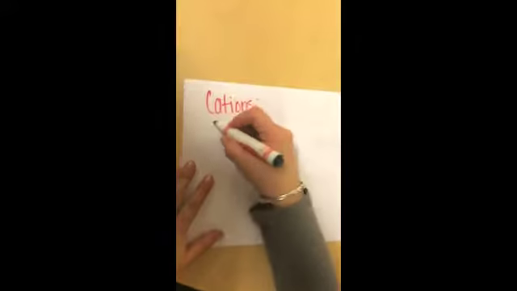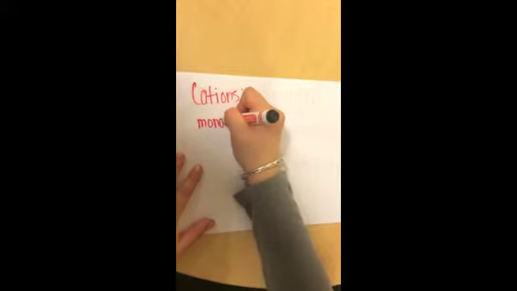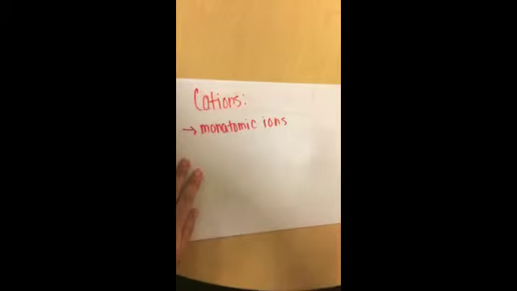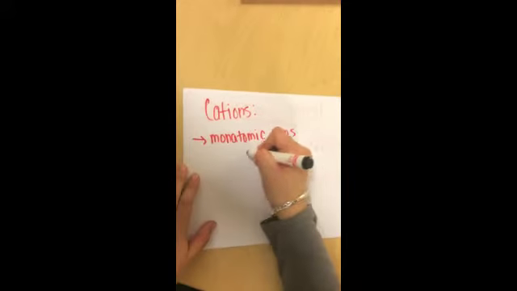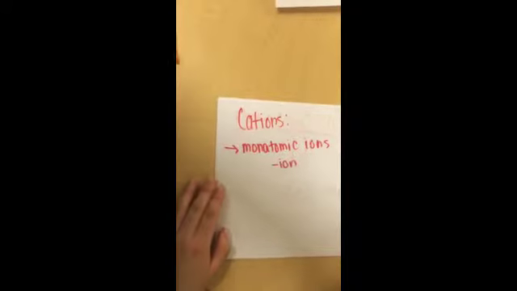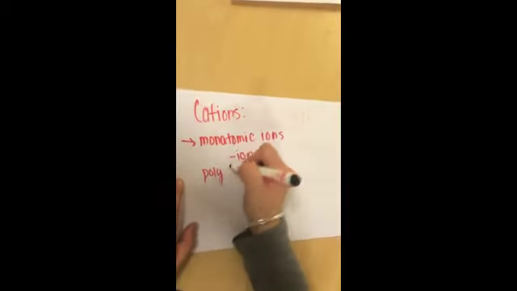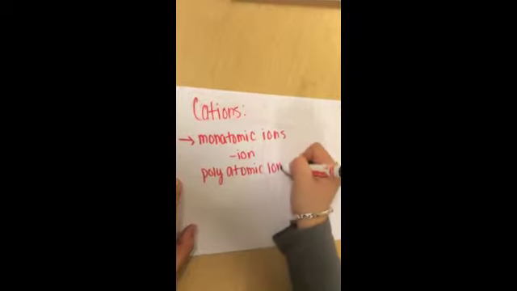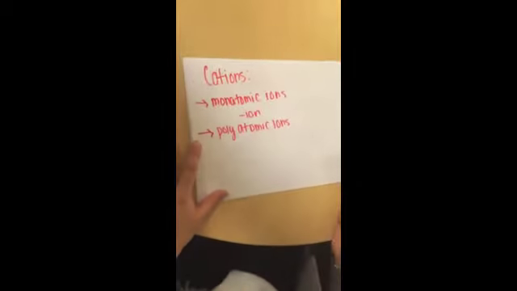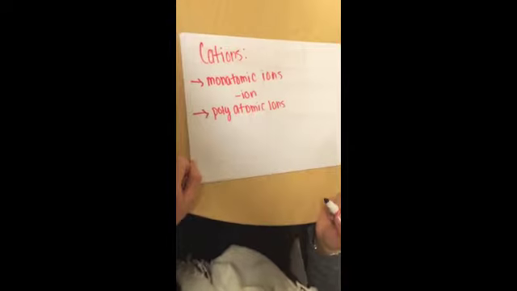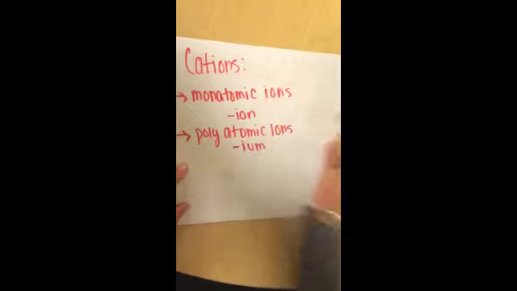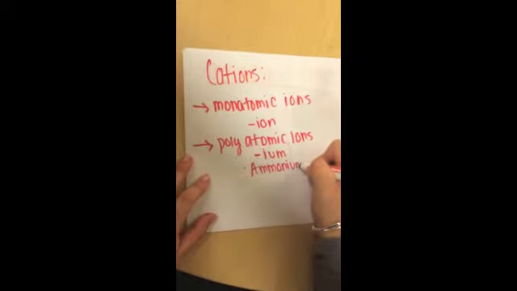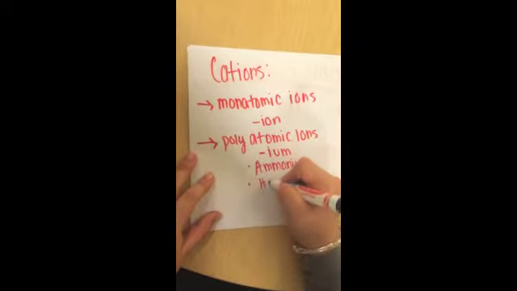So, one type of cation are monatomic ions. In the monatomic ions, they end with ion. Now, if we take a look at polyatomic ions, in polyatomic ions, the elements end with ium. For example, there is ammonium and there is hydronium.